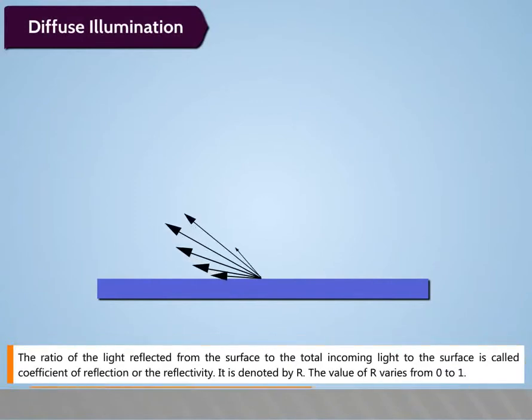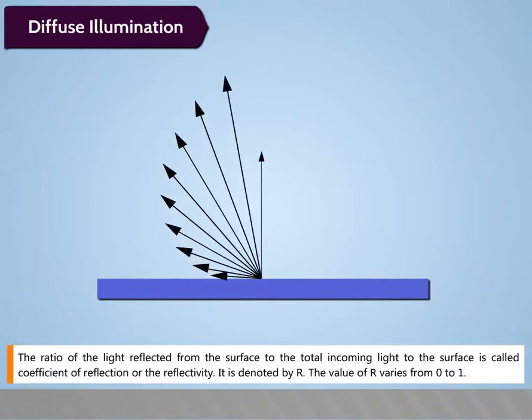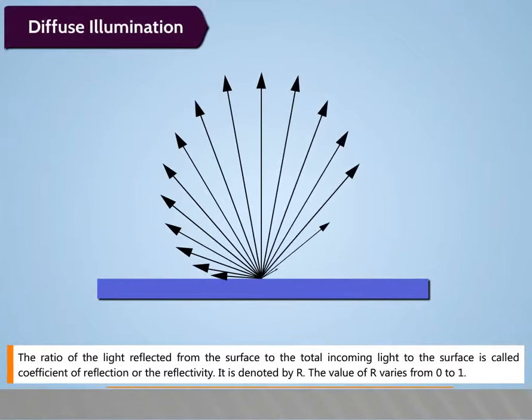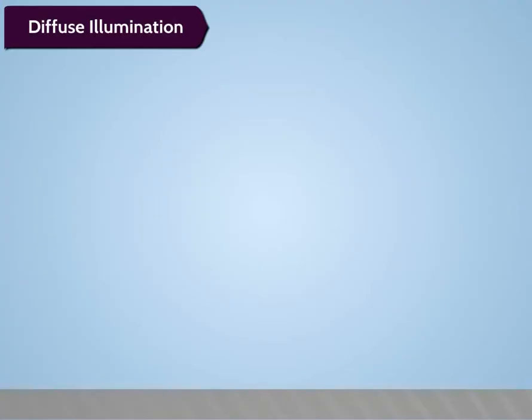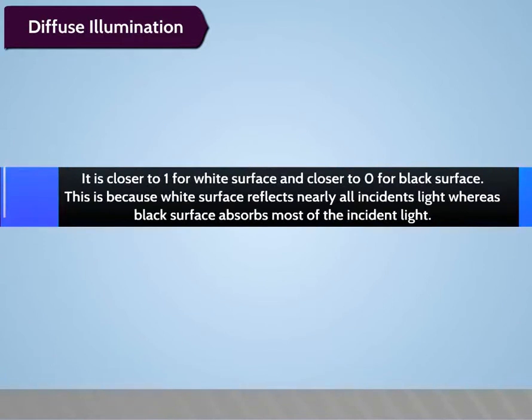The ratio of the light reflected from the surface to the total incoming light to the surface is called the coefficient of reflection or the reflectivity. It is denoted by R. The value of R varies from 0 to 1. It is closer to 1 for a white surface and closer to 0 for a black surface. This is because a white surface reflects nearly all incident light, whereas a black surface absorbs most of the incident light.